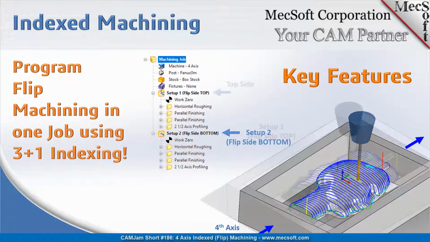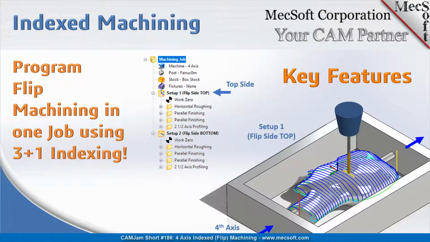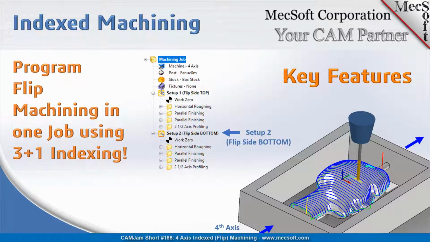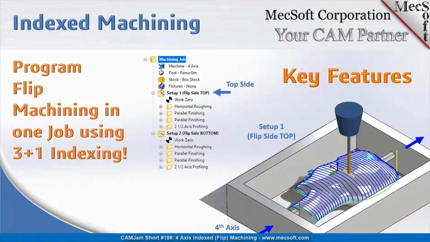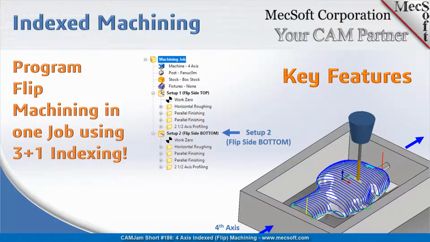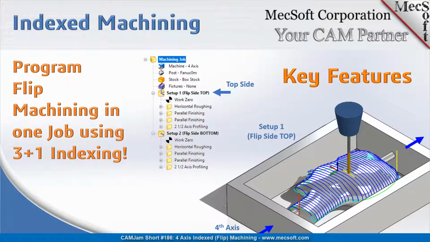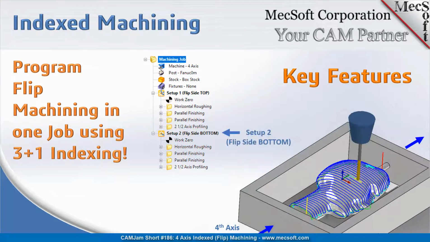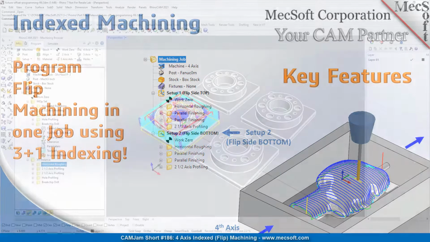Okay, let's move on to 3+1 or 4-axis indexing. A very common use of this is what is commonly known in the industry as flip machining. We're taking a part that has two sides and flipping it 180 degrees and machining it in two different directions. The part in the graphic has two sides. It's a profile of a face, and you can machine the top, and then you flip it over and machine the bottom side. And our system allows you to do this.